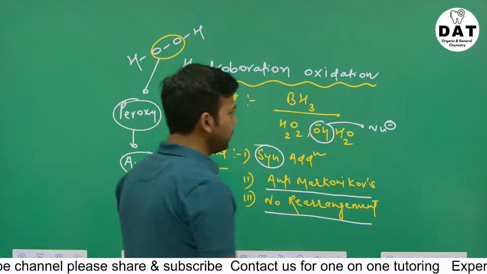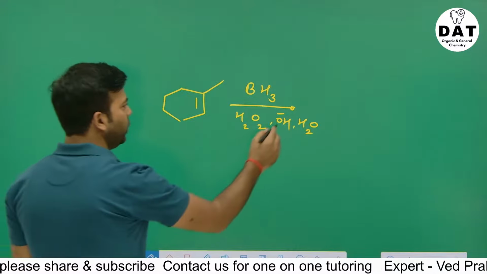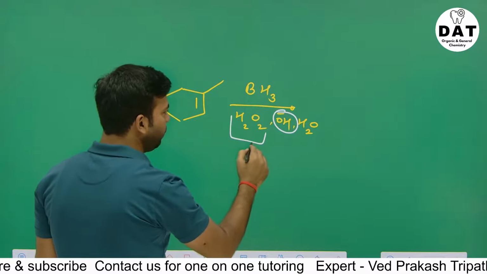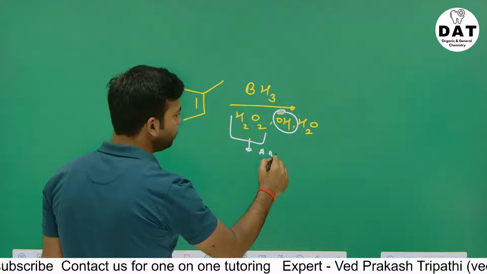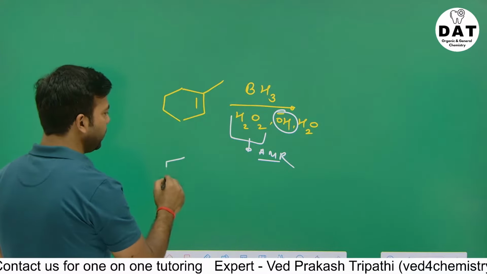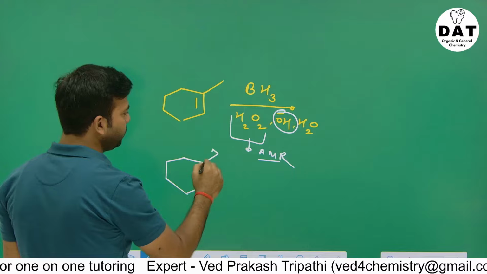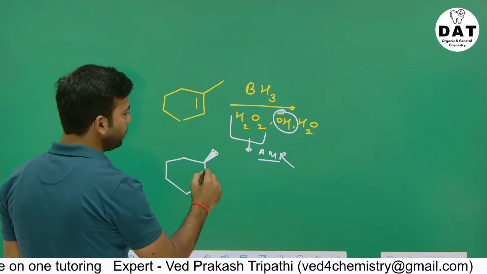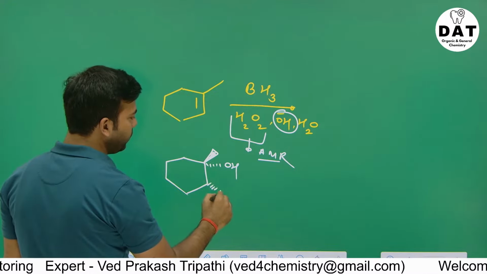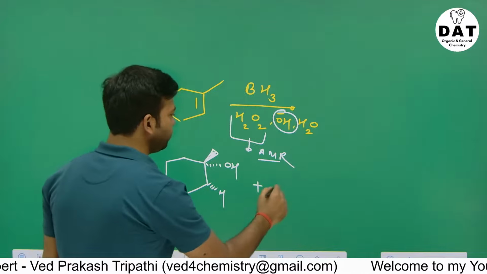So let's discuss an example. OH ion is my nucleophile. H2O2 means anti-Markovnikov. Clear? So what will the product be? And syn addition as well. Look, suppose my methyl is on the wedge, so OH is on the dash and hydrogen will be dash as well. Clear? There is another possibility.